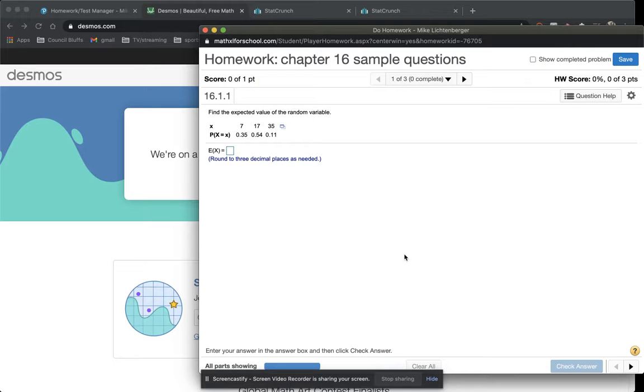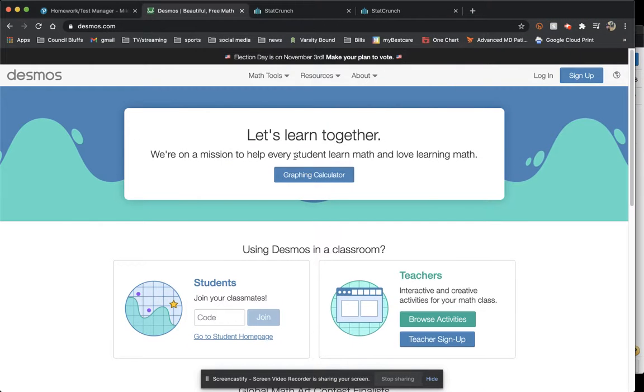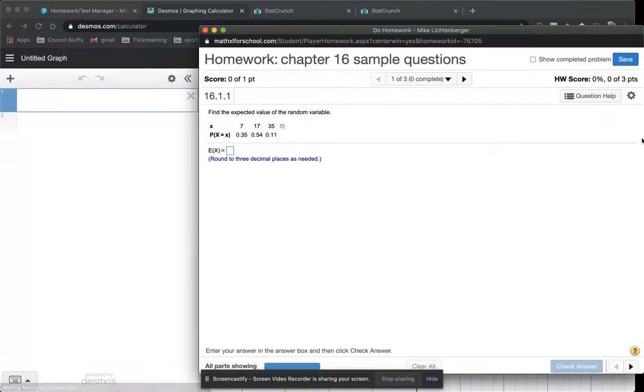All right, I have 3 sample questions, sample MyMathLab questions for chapter 16. So, first one, find the expected value of the random variable. Remember, all we do is multiply each value times its individual probability and then add them together. So I am multiplying these two things, these two things, these two things, and then adding the answers. So let's quickly do that.